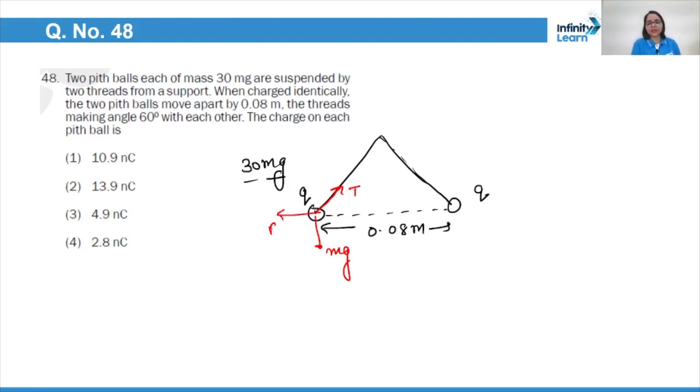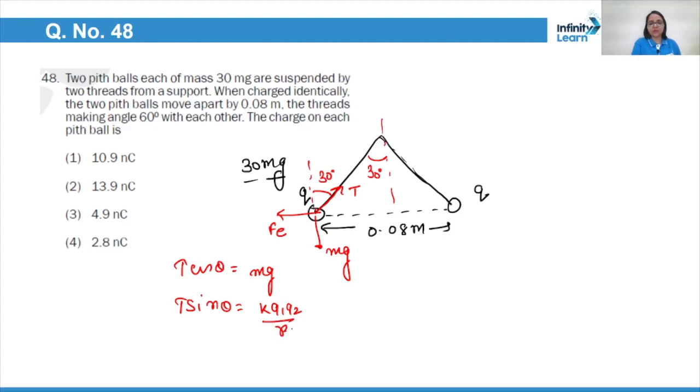And this was the electric repulsion, and 60 degree with each other. That means each angle is 30 degree. So you can write T cos theta is equal to mg, and similarly T sin theta component is k q1 q2 upon r square. So if you divide these two, you'll get cos theta upon sin theta, that is cot theta is equal to mg upon kq square upon r square, right?